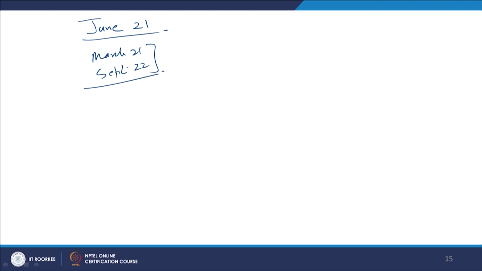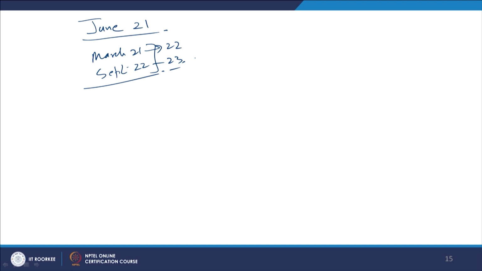On June 21st, the summer solstice, the angle of declination is maximum, right? And the angle of declination is minimum on the equinoxes. The equinoxes are March 21st and September 22nd, right. In India, it comes out to be 22nd March and 23rd September, right.